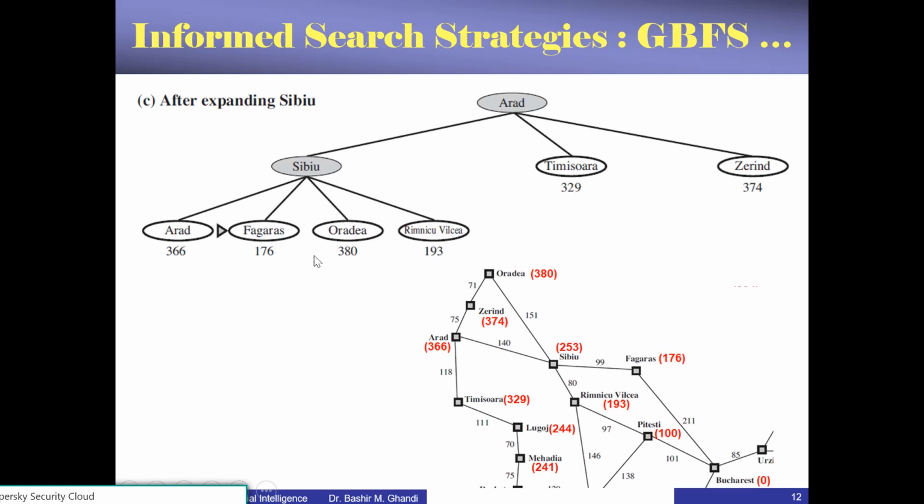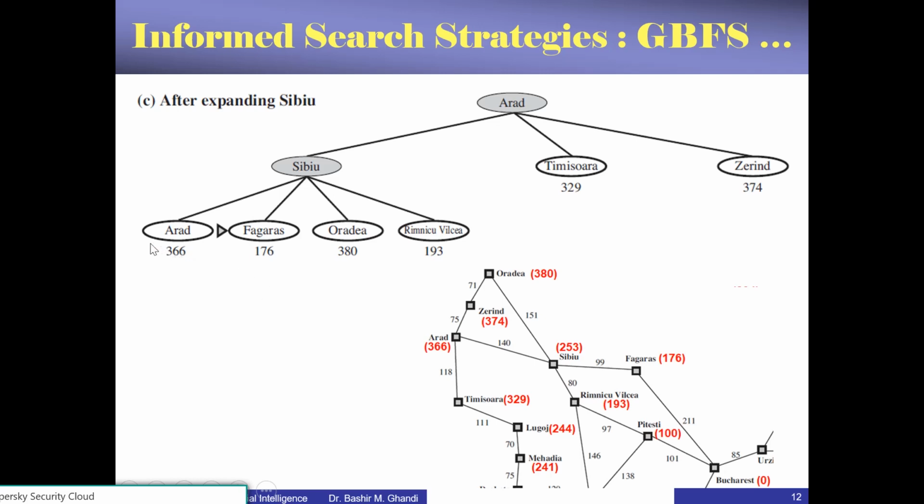What about Fagaras? Well, Fagaras costs only 176 to reach Bucharest. So you put that. Oradea is even further away from Bucharest, 380. And Rimnicu Vilcea has a much smaller value, which is 193. So this is the expansion of Sibiu.